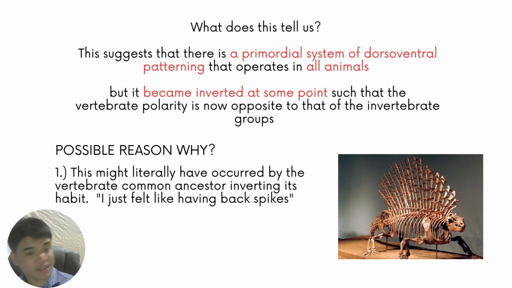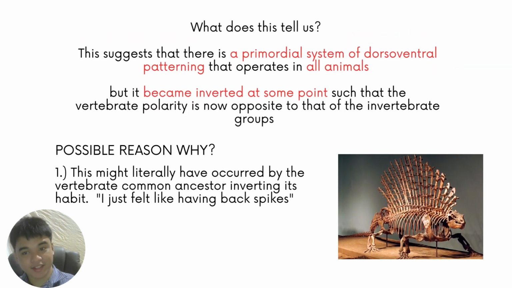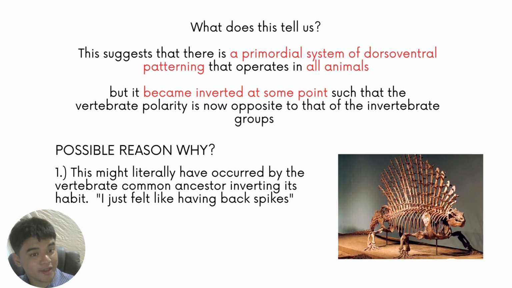And so with all that, what does this tell us? Well, simple. There is a primordial system of dorsal-ventral patterning in all animals. But at some point, it became inverted. That's why we have the invertebrate and the vertebrate. And there's many reasons. So let's start with reason 1. They just felt like it, you know? It's just like, I want back spines, you know?